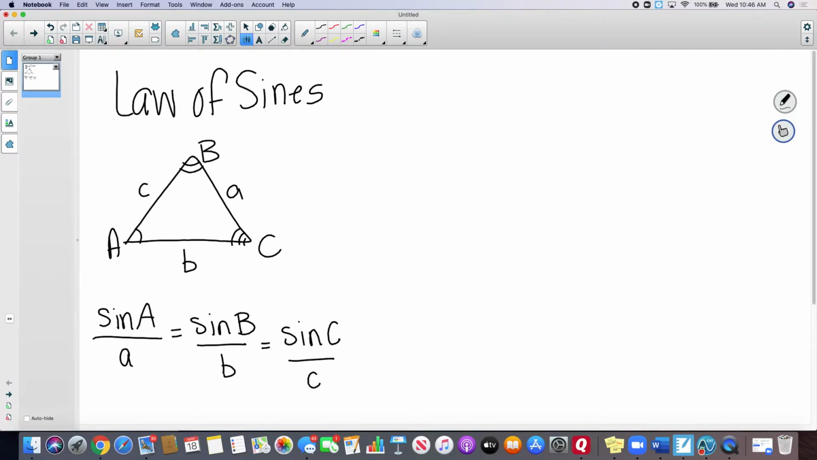Now you're only going to be using two of these at a time, not all three. You're going to set up an equation and end up cross multiplying. When I work the first problem, I think you'll understand more about what you're going to use. In order to use law of sines, we need an angle measure and the side across from it.